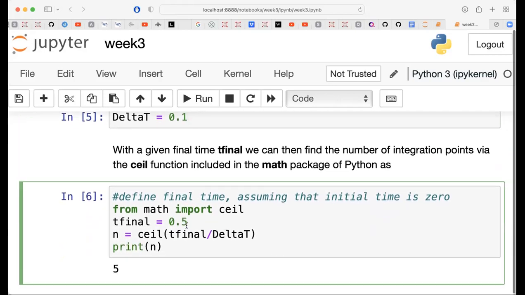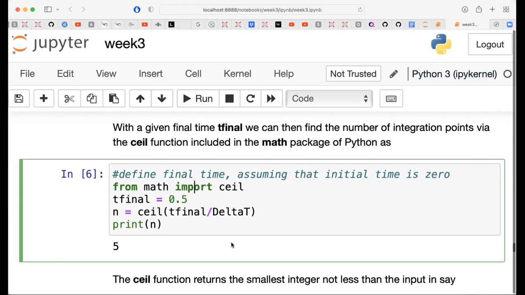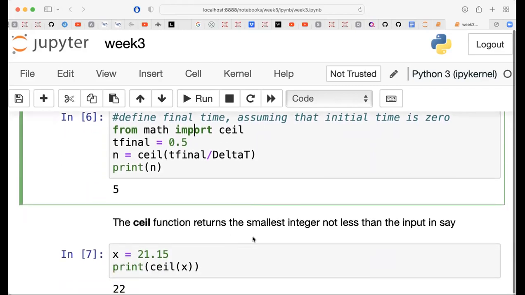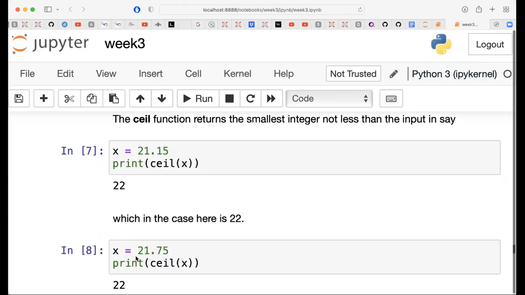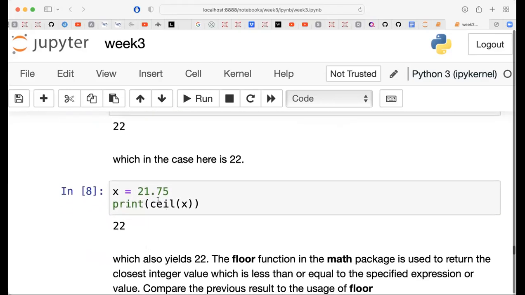Or alternatively, I can actually define n. Here, I would now define the number of integration points as a function of the final time. So I take a ceiling of final time over delta t. So the ceiling function, this is something to keep in mind, returns the smallest integer which is not less than the input. So if you have 21.15, what you get then is 22. If you have a ceiling of 21.75, it gives you 22.